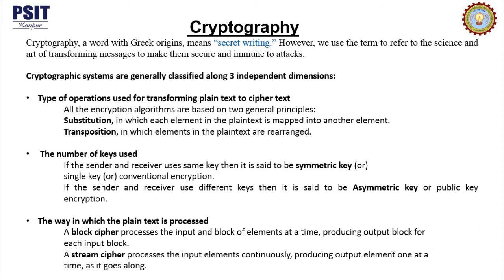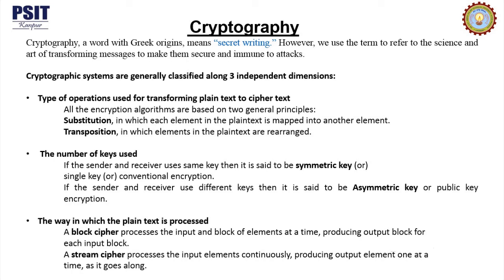Here, I will discuss cryptography: the basic definition of cryptography, the types of cryptography, and how various concepts and techniques of cryptography are divided into different categories. Okay, so what is cryptography? Cryptography is a word of Greek origin, meaning secret writing.